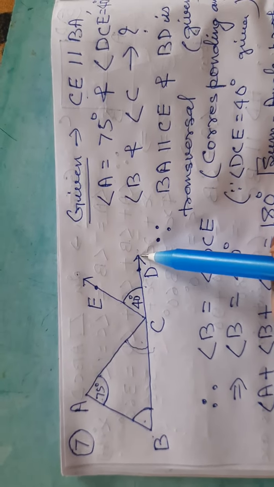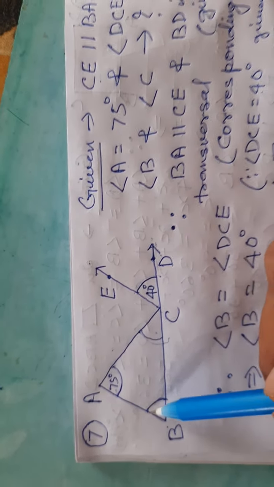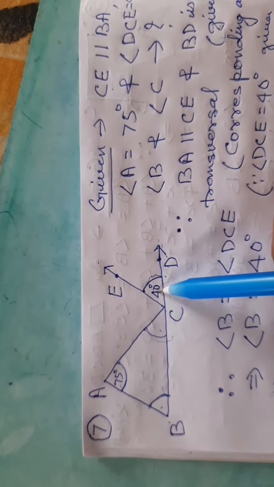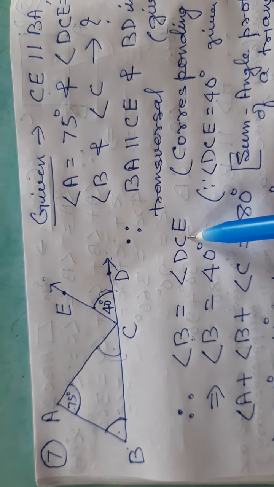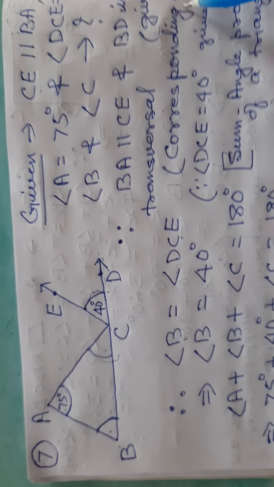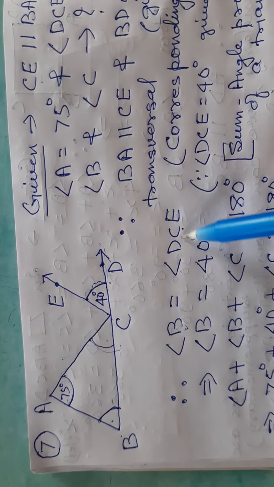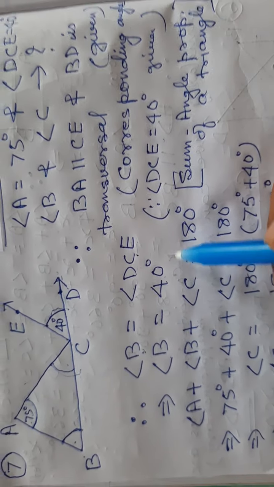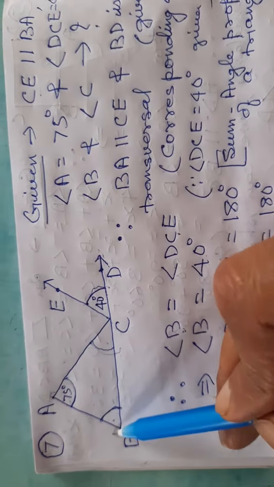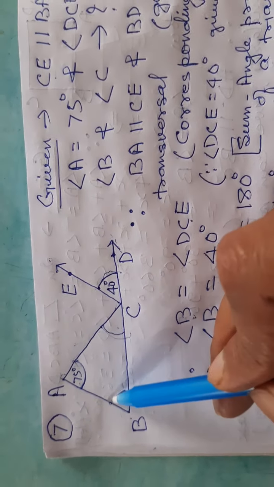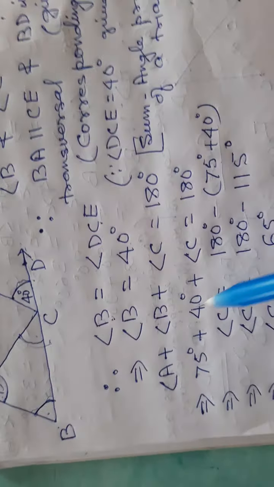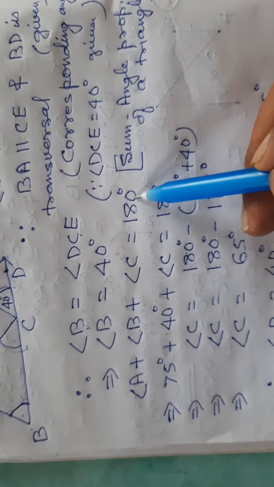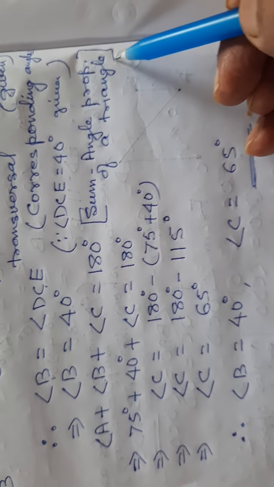Since BA is parallel to CE and BD is a transversal, angle B is equal to angle DCE, corresponding angles. Angle B is equal to angle DCE, given 40 degrees. So angle B is 40 degrees. Now, from triangle ABC, angle A plus angle B plus angle C is equal to 180 degrees. It is called the angle sum property of a triangle.